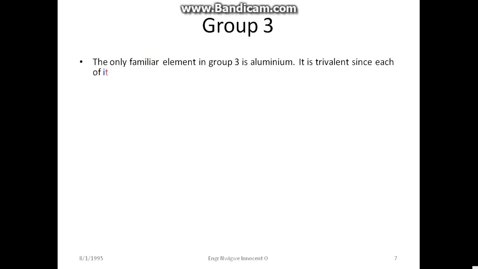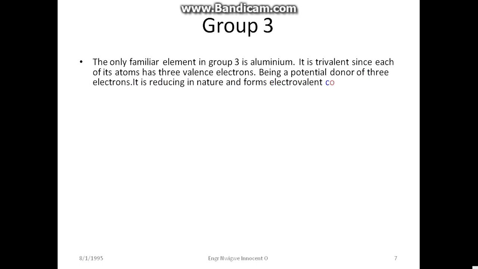Group 3. The only familiar element in group 3 is aluminium. It is trivalent since each of its atoms has 3 valency electrons. Being a potential donor of 3 electrons, it is reducing in nature and forms electrovalent compounds. Aluminium will discharge 3 electrons to become 3 positively charged.